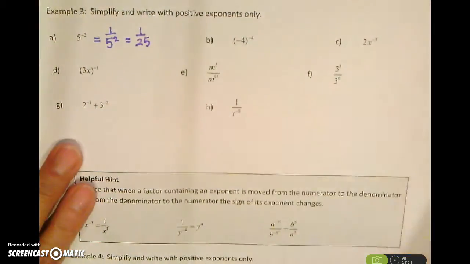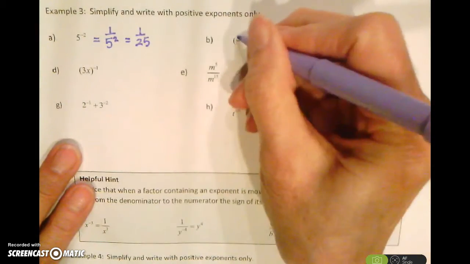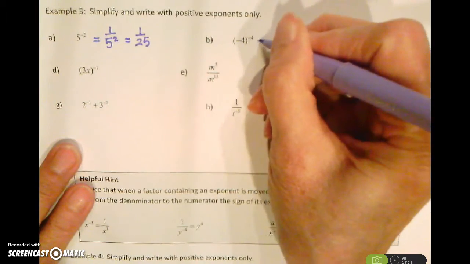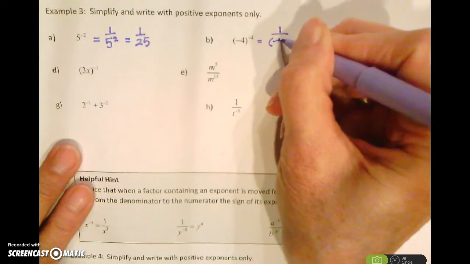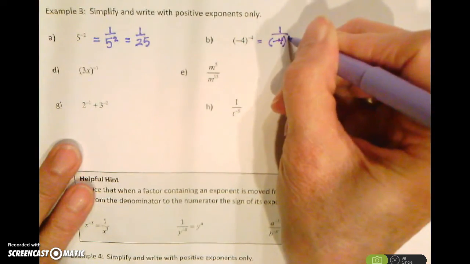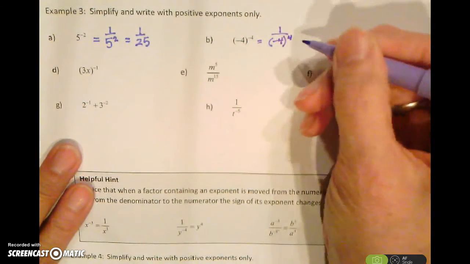1/25. If I have negative 4 raised to the negative 4, so this is whole parentheses raised, then that's going to be 1 over the parentheses negative 4 raised to the positive 4.